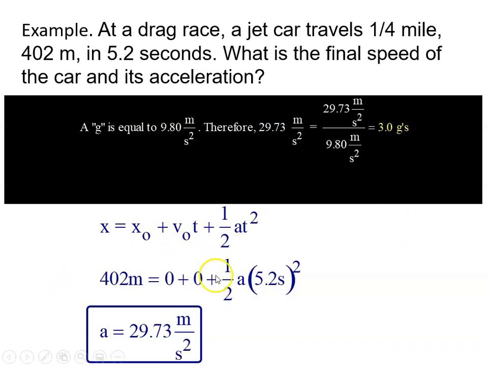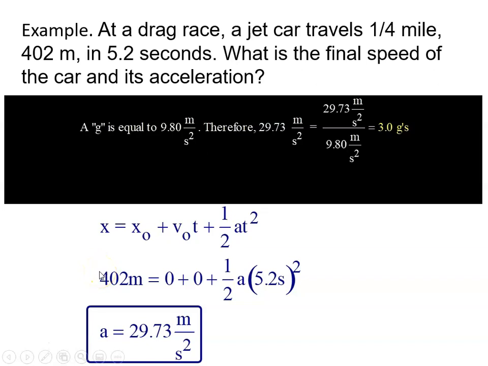Well, the acceleration can be found from the delta x equation. Or you could use the v equals v naught plus at equation. Or you could use the v squared equation. Because essentially, by finding the final speed, that makes several equations redundant now. So, in any case, we can solve for the acceleration using any of a number of equations, and either way you get 29.73 meters per square second.